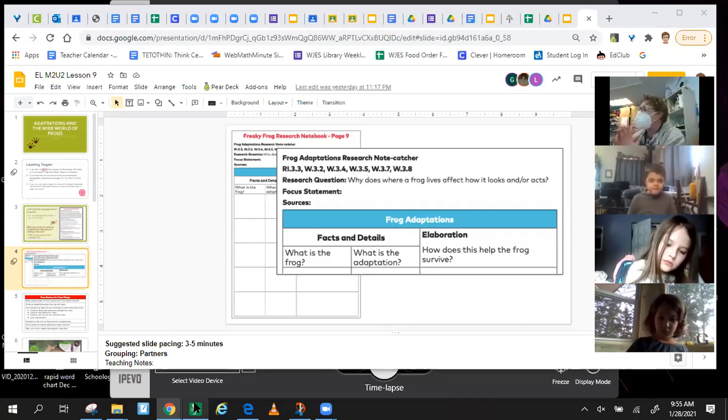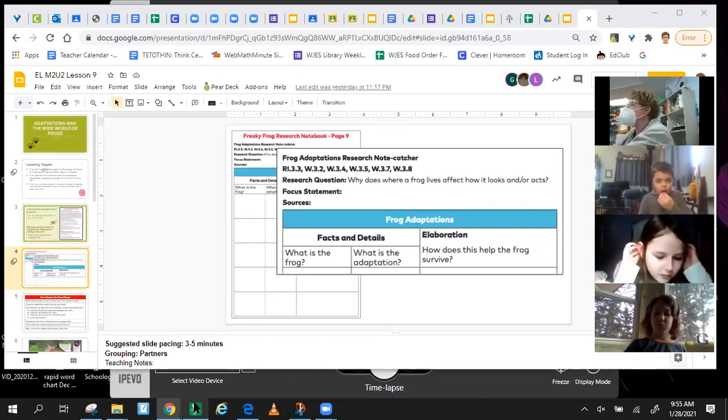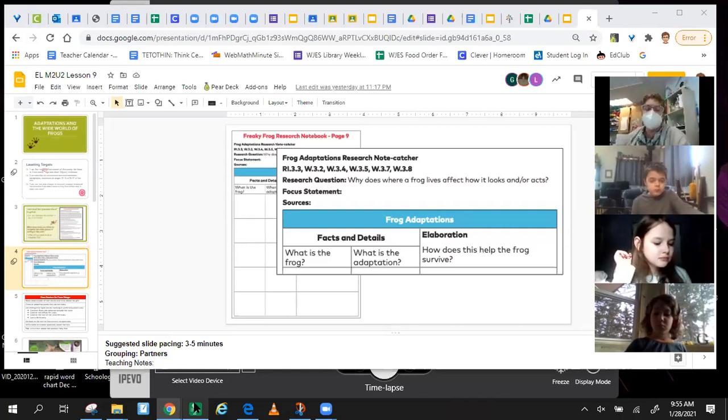All right, so today we have two new frogs, okay? Those two new frogs are going to get added to this list, all right? So they're going to get added to our list. That's our ultimate goal at the end of today, to add the two.